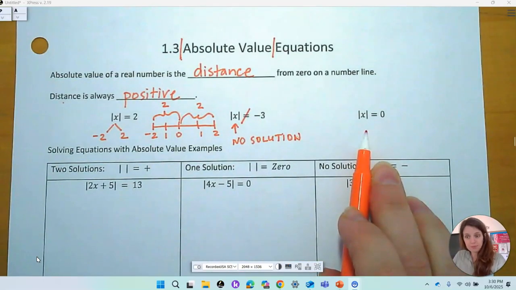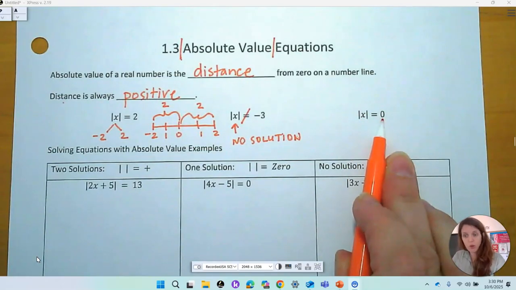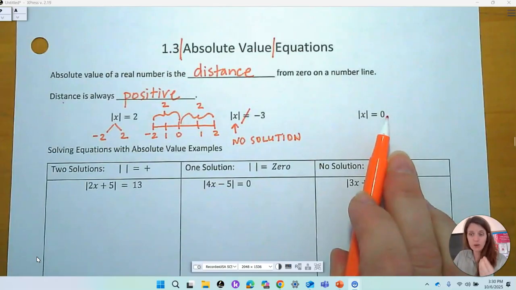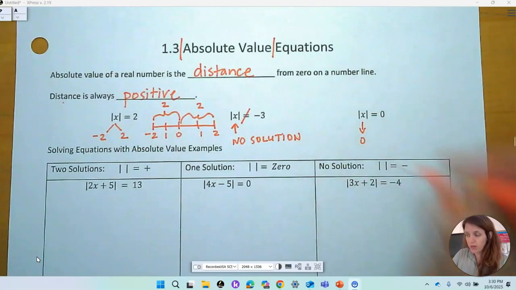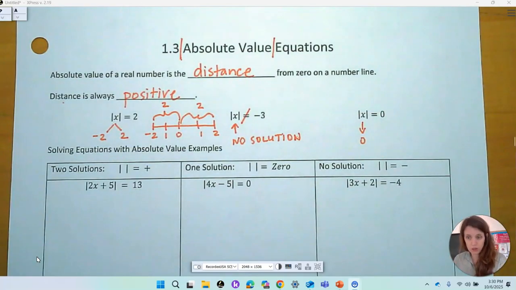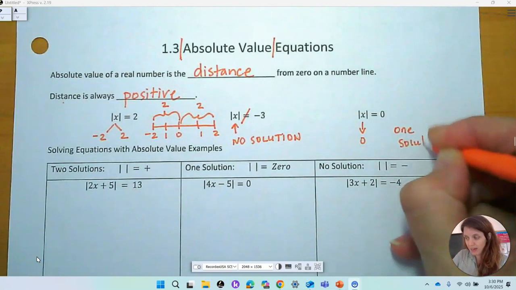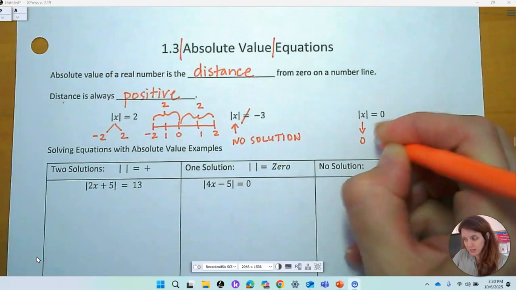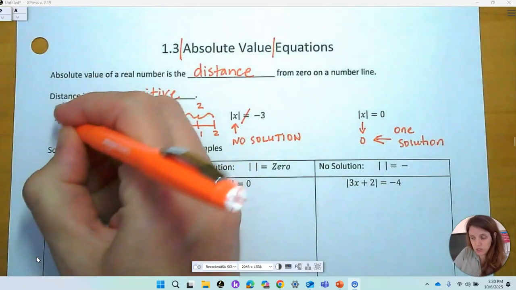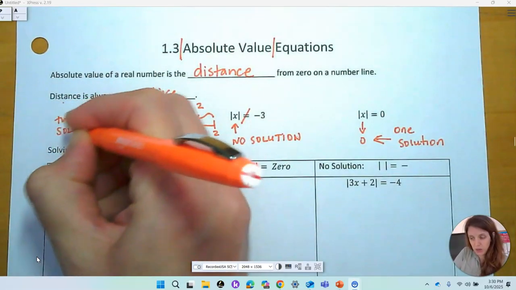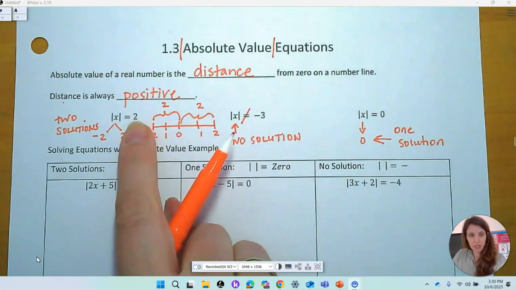For number 3, we see an example where the absolute value is equal to 0. Well, the only number that is 0 spaces away from 0 is the number 0. So there is only one solution to this problem. There is one solution, and the solution is 0 in this case. Here, there were two solutions. We had two numbers that would result in an absolute value of 2.